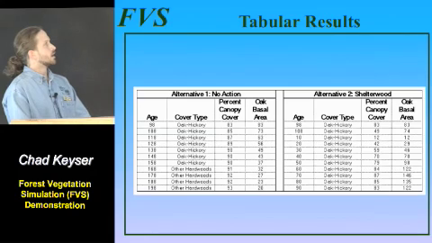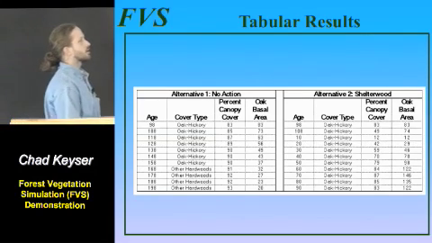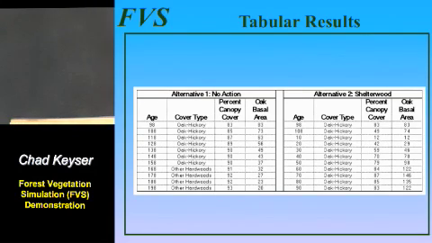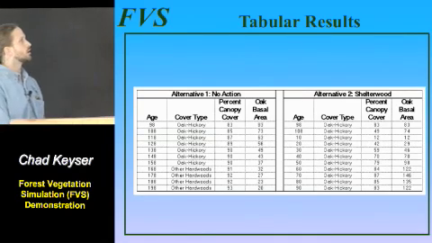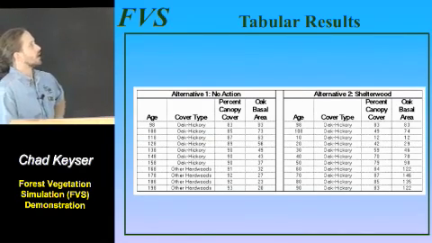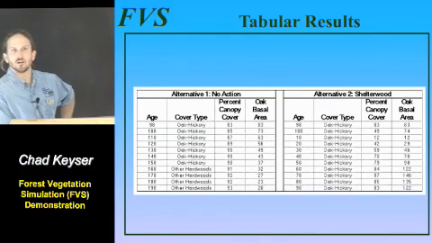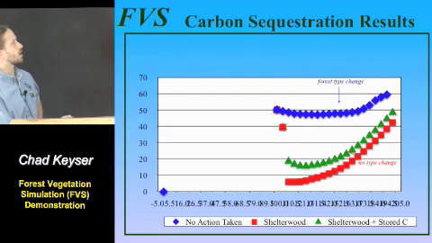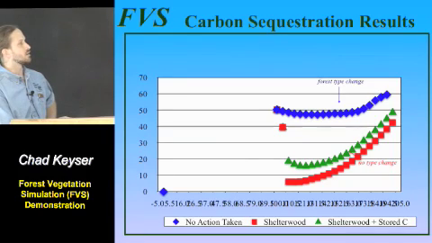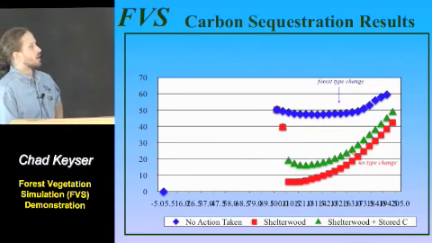Okay. Now, these are just some standard outputs by FVS. As I mentioned earlier, I'm working on this carbon report for the Washington office, so I decided to produce some carbon outputs for these two alternatives. What we have here is the total stand carbon on the y-axis, and the age of the stand over time on the x-axis.